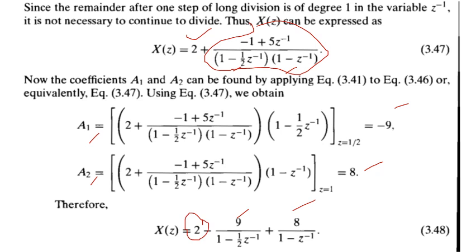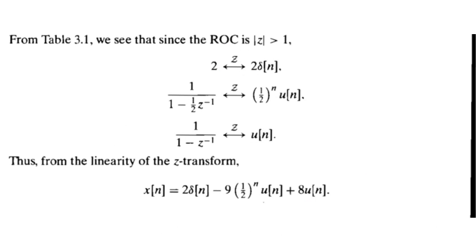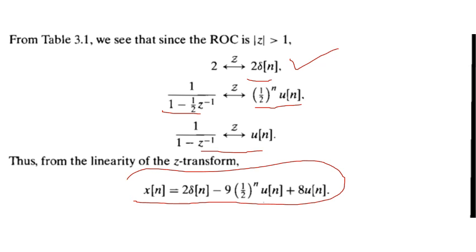So for this constant, the inverse will be 2 delta of n, and for this, minus 9 into (1/2) raised power n u of n, for this plus 8 into u of n. So the inverse z transform of 2 is 2 delta of n. This inverse is (1/2) raised power n. This is u of n. So finally we get this form using the linearity property because all of these are getting added.